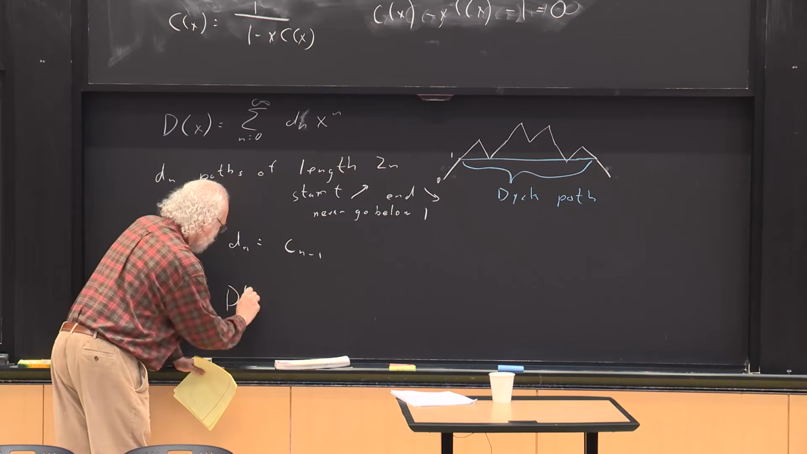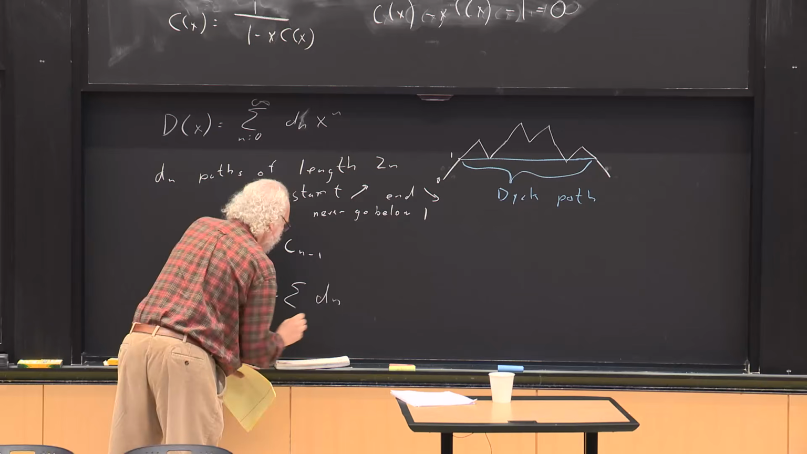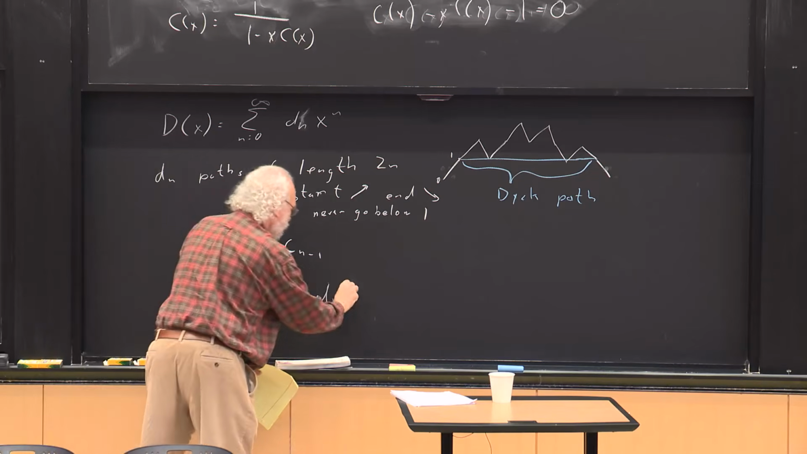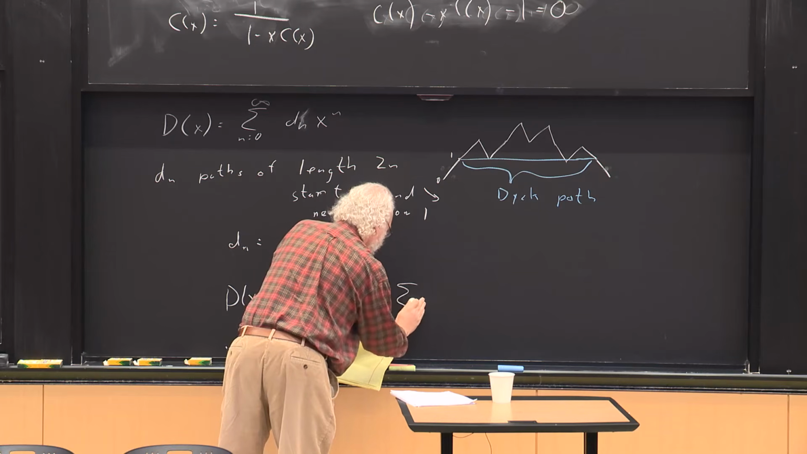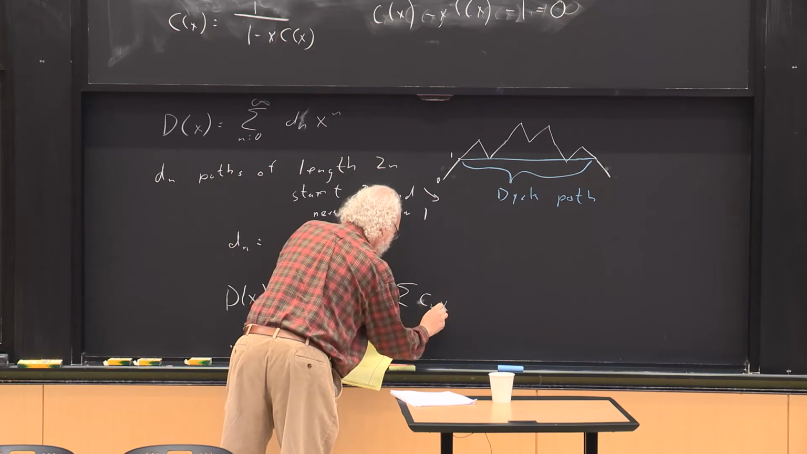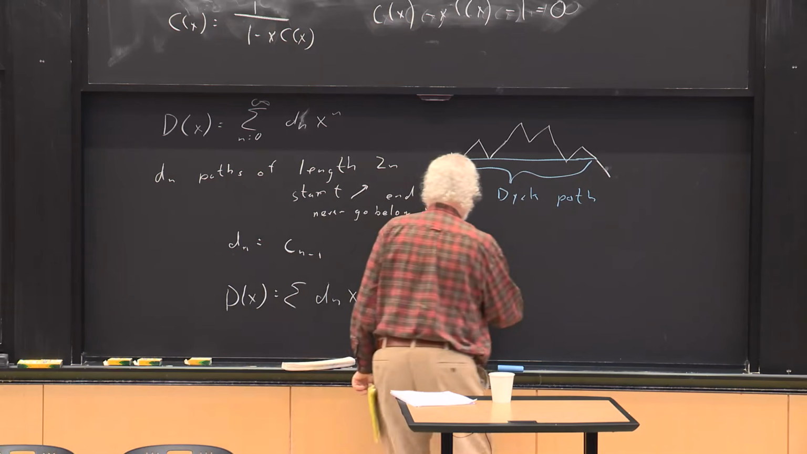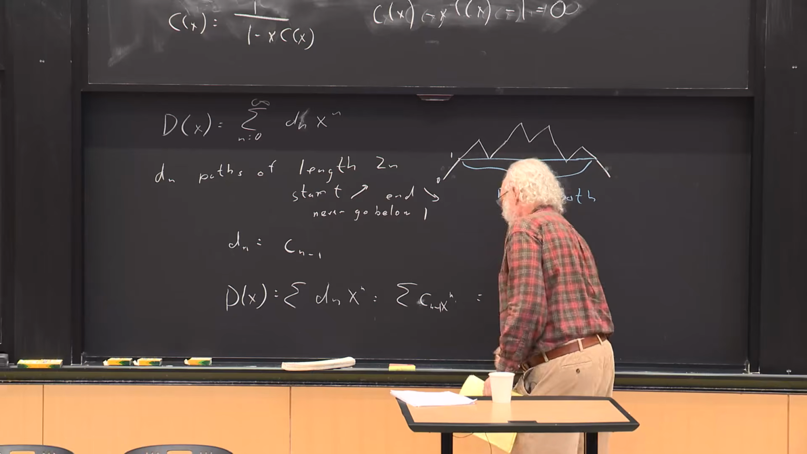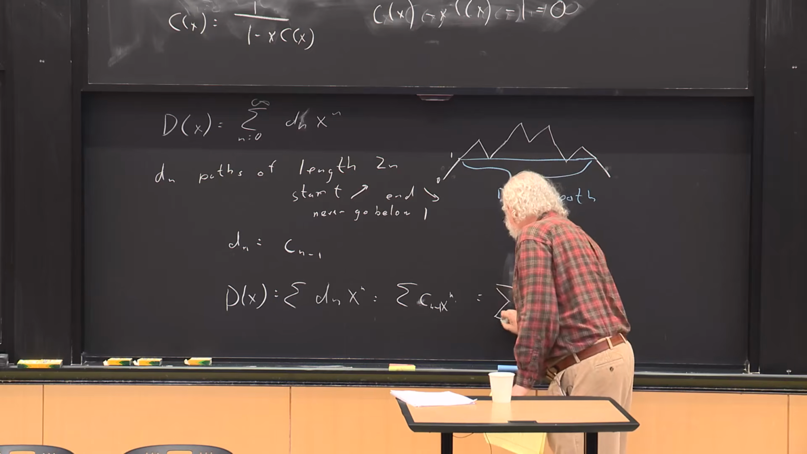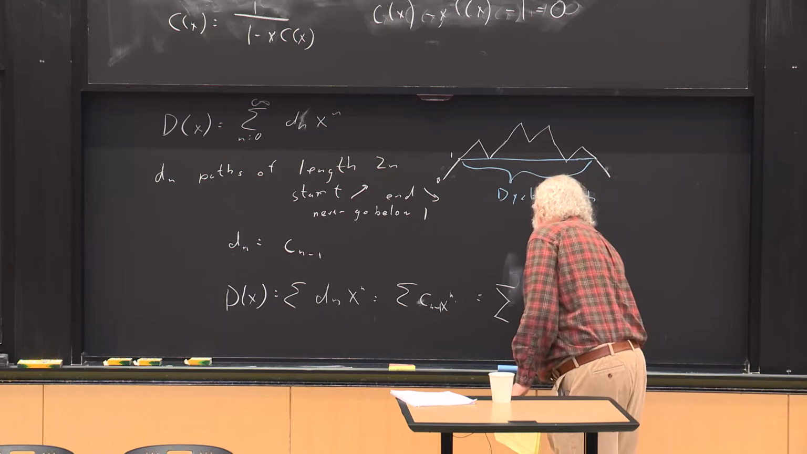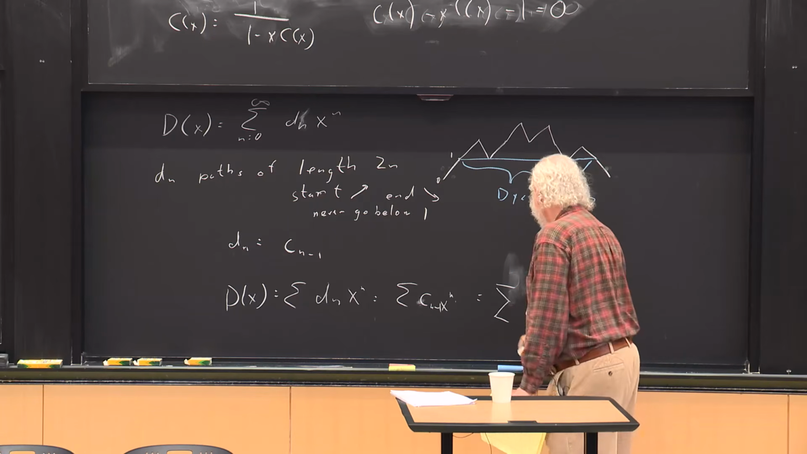So D of x equals the sum of d sub n x to the n, which is equal to the sum of c sub n minus 1 x to the n. I'm going to claim this is c sub n minus 1 x to the n minus 1 times x.